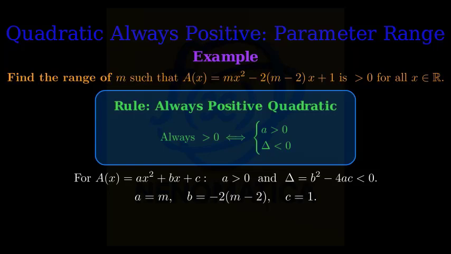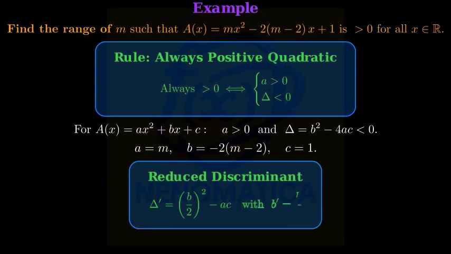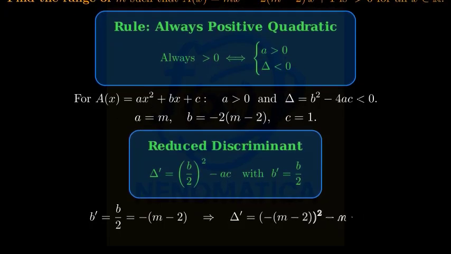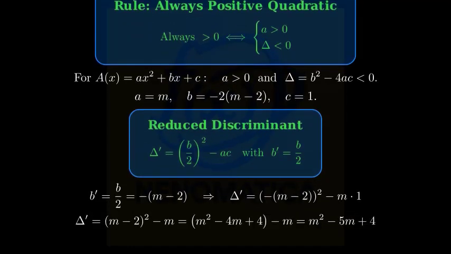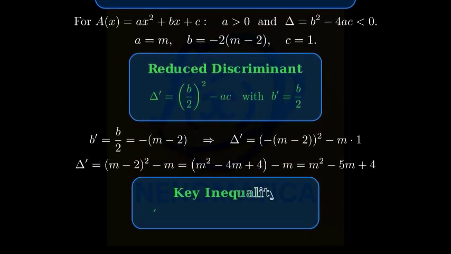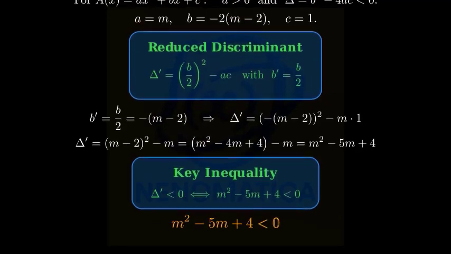Because b is even, we use the reduced discriminant. Delta prime equals b prime squared minus ac, where b prime equals b over 2. Now, we simplify delta prime. Square negative (m minus 2) to get m squared minus 4m plus 4, and then subtract m. The negativity condition delta prime less than 0 becomes m squared minus 5m plus 4 less than 0.